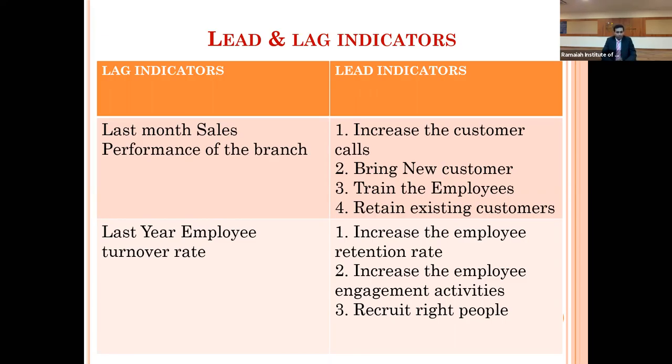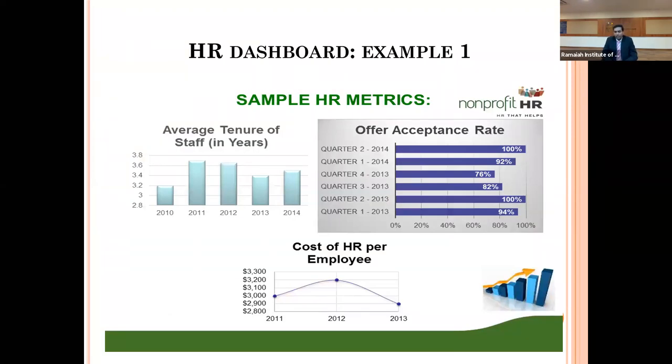Coming to the HR side, last year's employee turnover rate is a lagging indicator. For example, the turnover rate was quite high. If you want to reduce it, go for the leading indicators: increase the employee retention rate, increase the employee engagement activities in the organization, and recruit the right people. So the lagging indicator was employee turnover, and we focus more on leading indicators: employee retention activities, employee engagement activities, and recruiting the right people. Certainly, in the coming quarters or coming year, employee turnover would get reduced. So that's all about the indicator side.